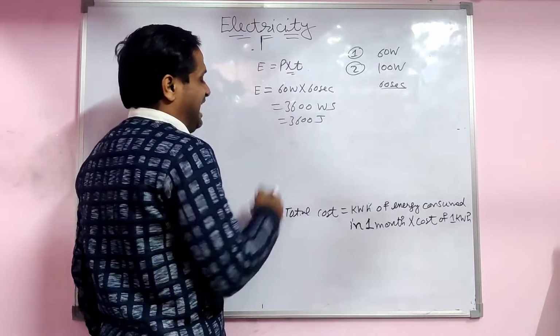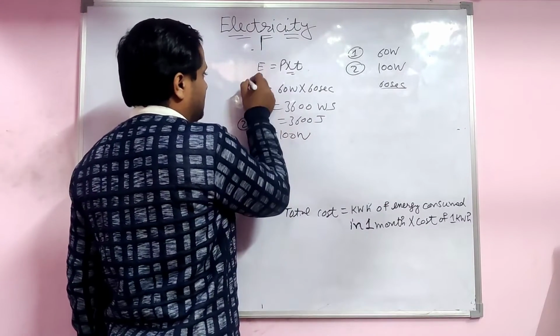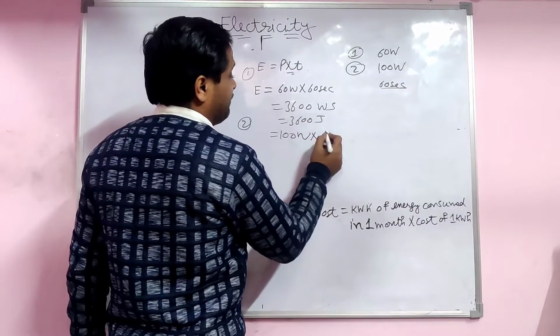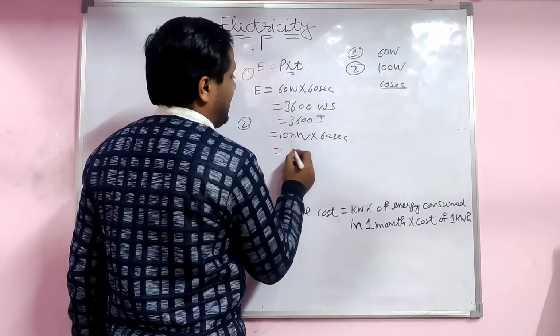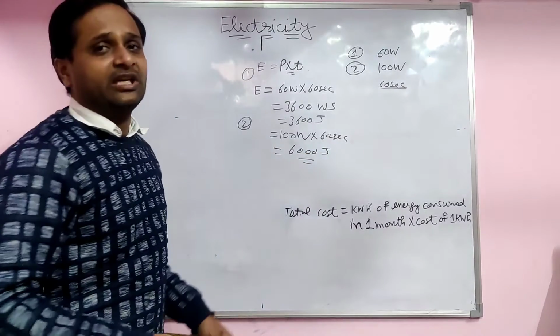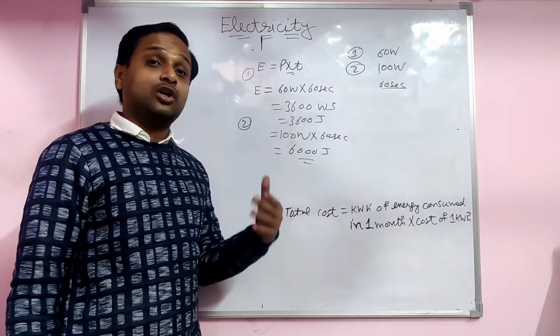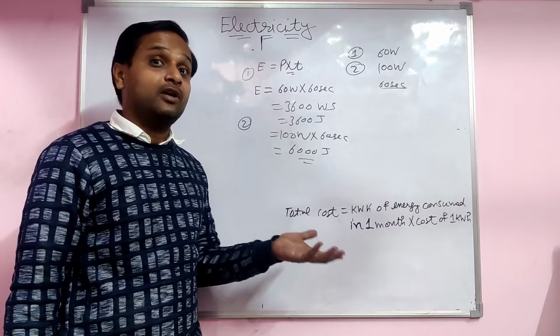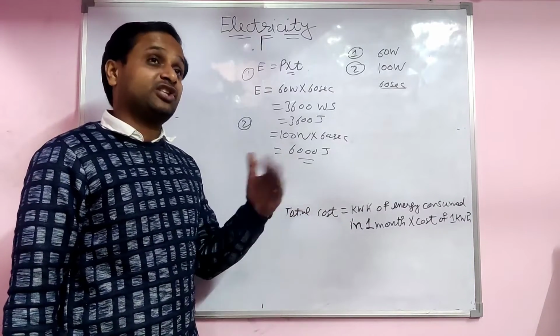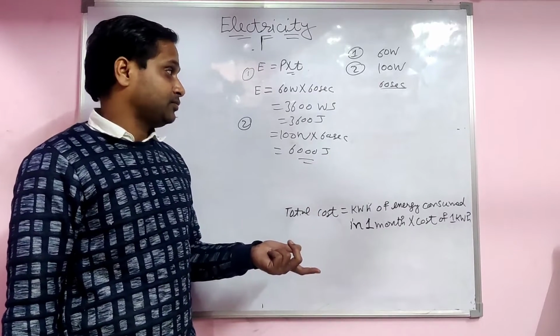And if you take the 100 watt bulb, obviously the one with more power consumes more energy. Take care about this. You know, geysers are 1200 watt, some are 600 watt. That consumes more energy. Take care.